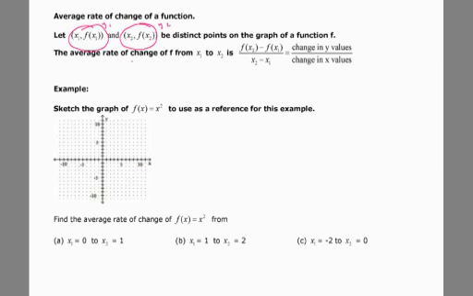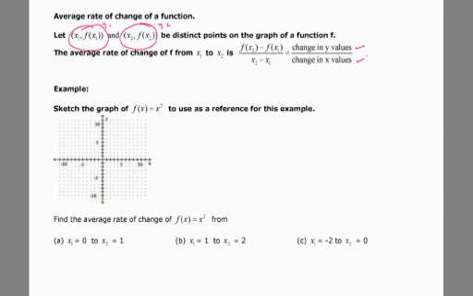To calculate the average rate of change of some function between x1 and x2, we have to perform the operation f of x2 minus f of x1 over x2 minus x1. All this is the slope formula, but instead of saying y2 minus y1, we're using function notation, f of x2 minus f of x1. All it is, is a change in y over the change in x between two distinct points.